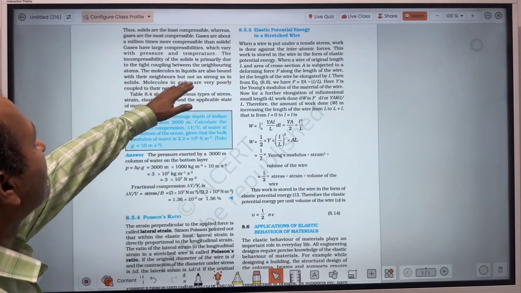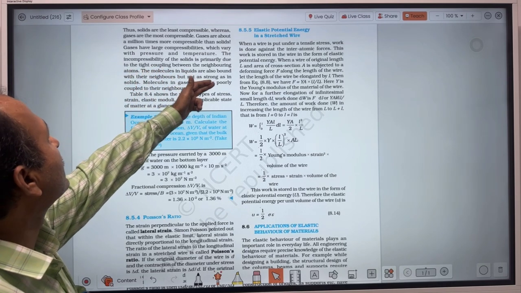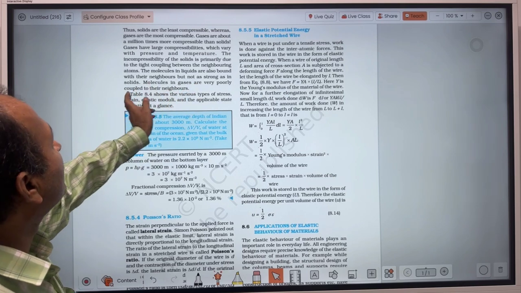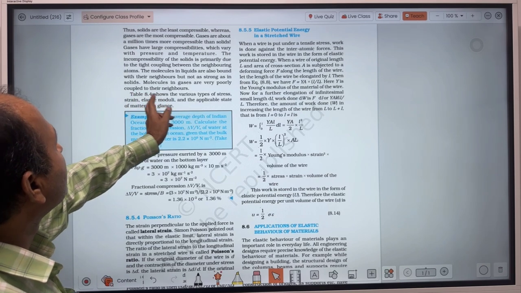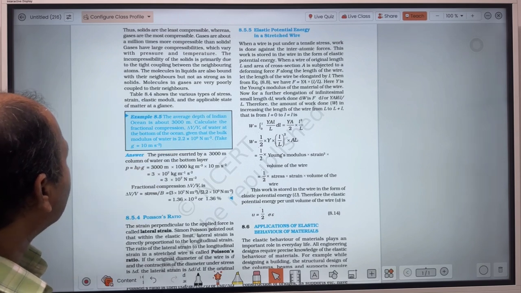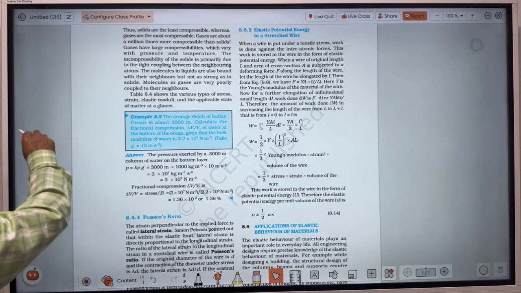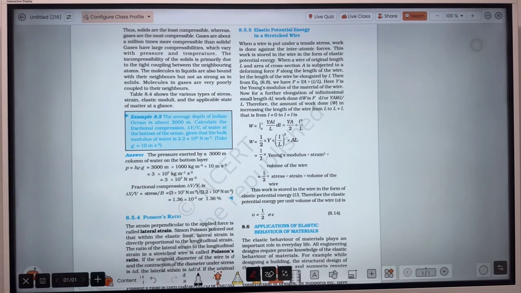The incompressibility of the solids is primarily due to the tight coupling between the neighboring atoms. The molecules in liquids are also bound with their neighbors, but not as strongly as in solids. Molecules in gases are very poorly coupled to their neighbors. So a table is given which shows the various types of stress, strain, elastic moduli and the applicable state of matter. Right. So up to here you have studied about various types of moduli, their formula and the related numericals.